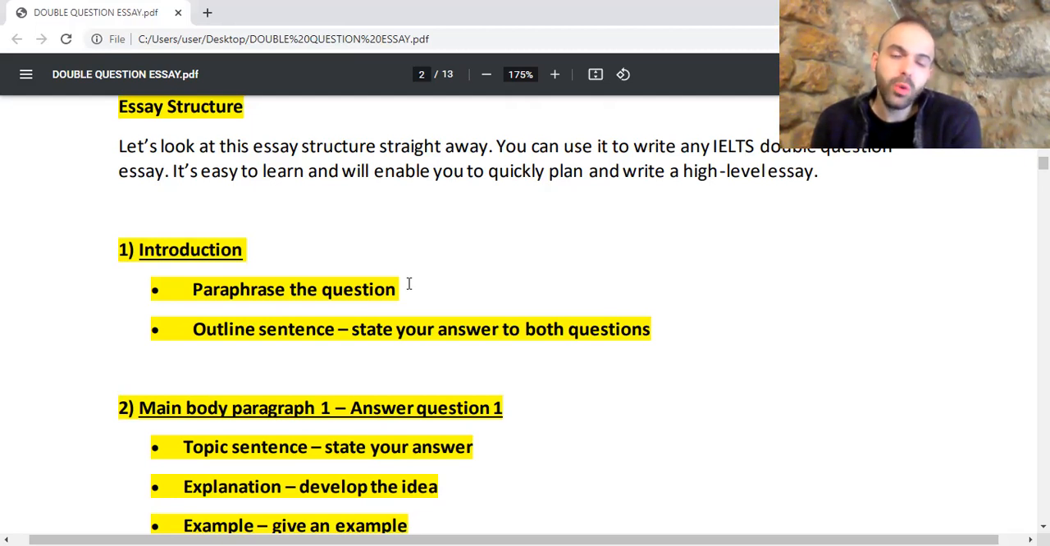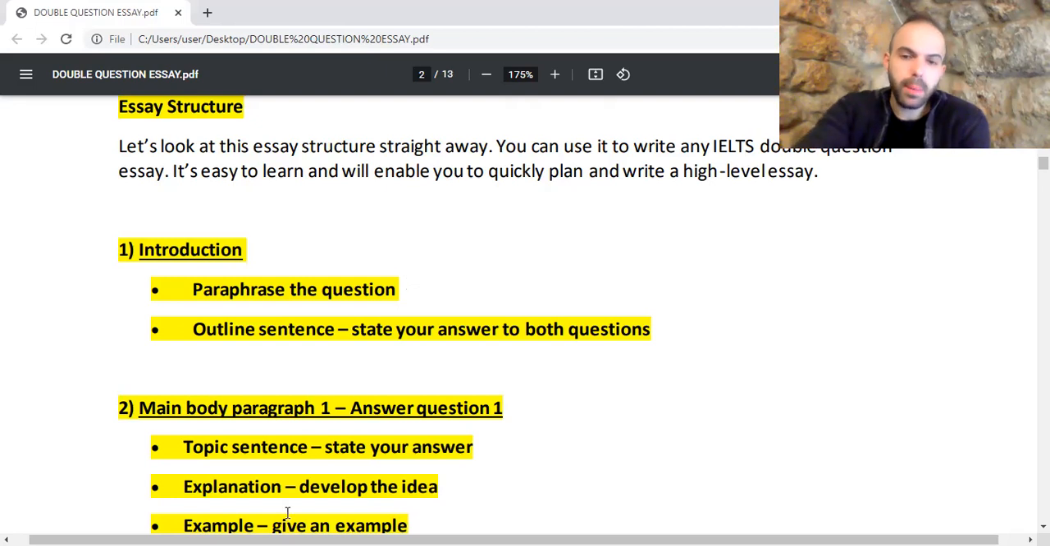And the second part is the outline sentence. In the outline sentence, you need to state the answer for every single question. So as you can see here, we have 2 questions, and that's a double question essay. So you will have to write the main supporting point for the first question and the main supporting point for the second question. And these 2 points will be detailed in main body paragraph 1 and main body paragraph 2.